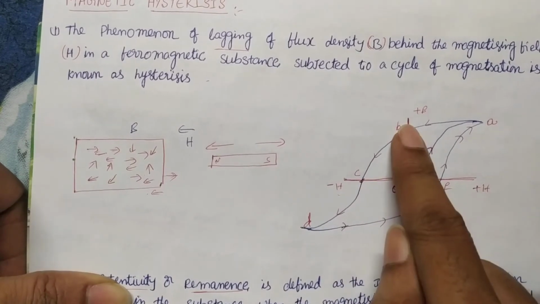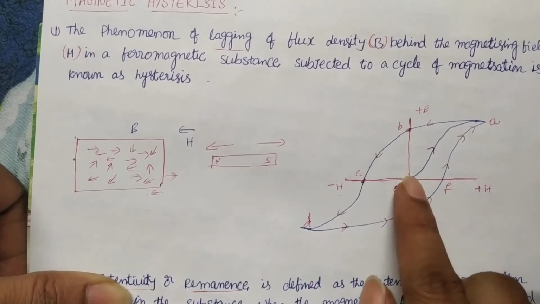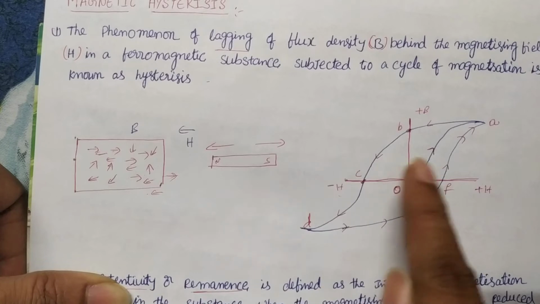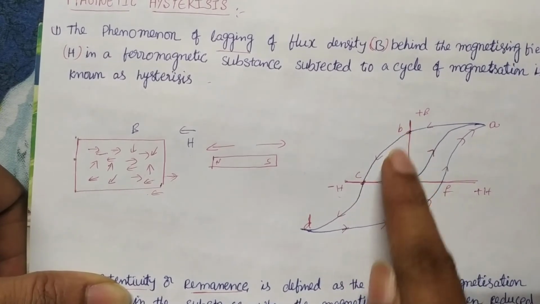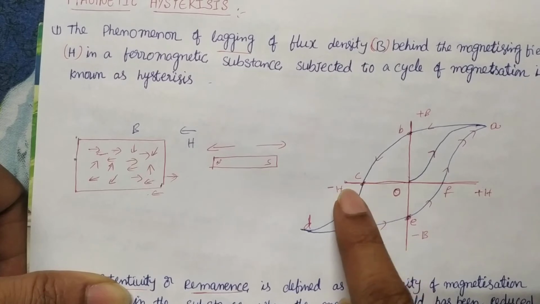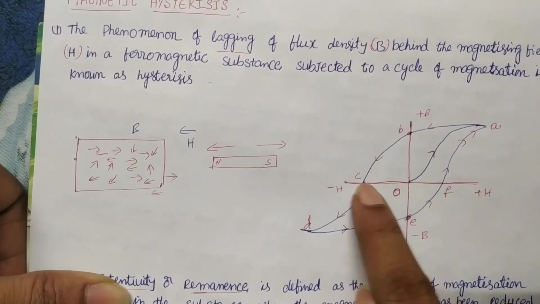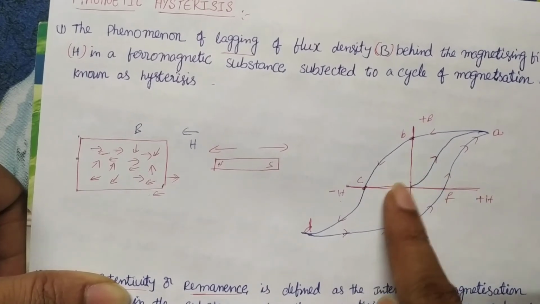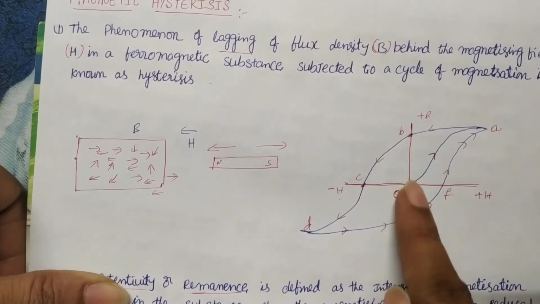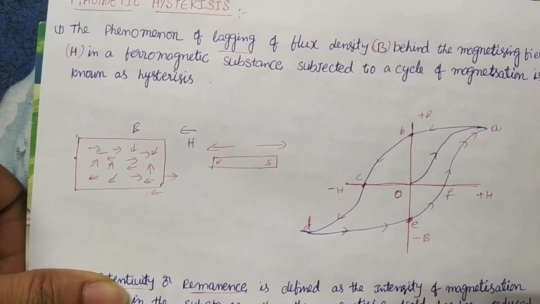What is retentivity? Even after the external field is removed, how much magnetic field remains inside the material, that is what we call retentivity. What is coercivity? To remove that magnetic field, how much reverse field we have to apply, that is what we call coercivity. OC is coercivity and OB is retentivity here. If this area is more, energy loss is more, and the material gets heated during the process of increasing and decreasing the field.